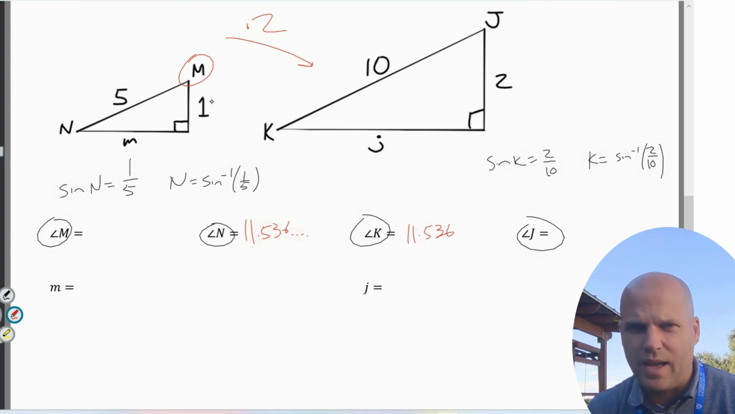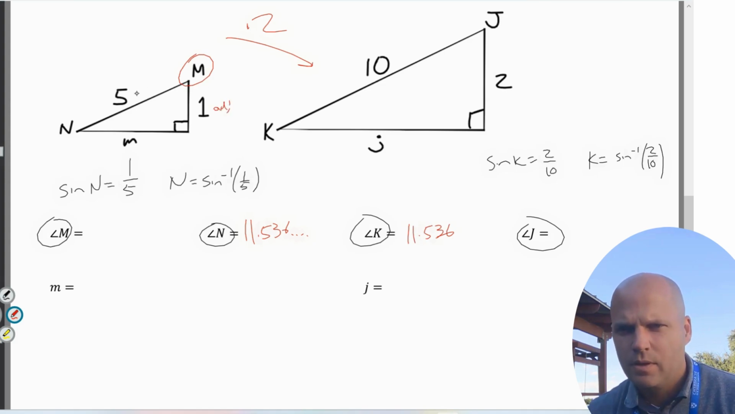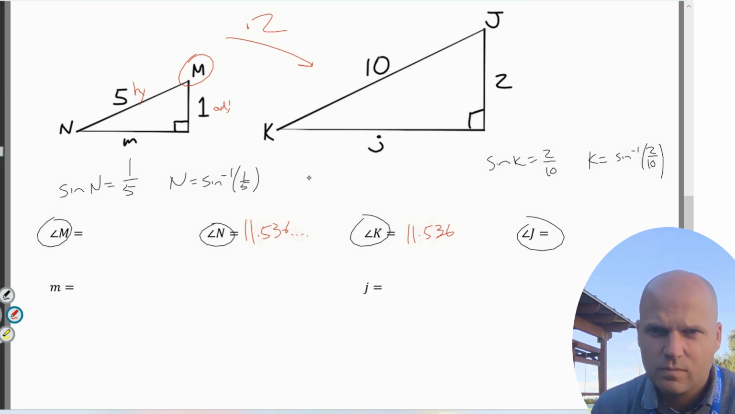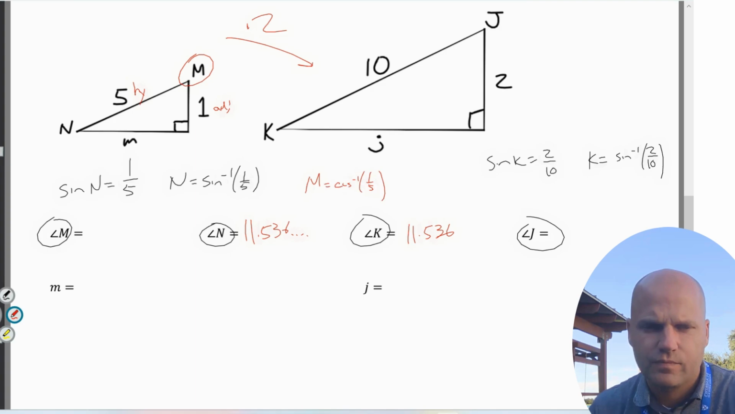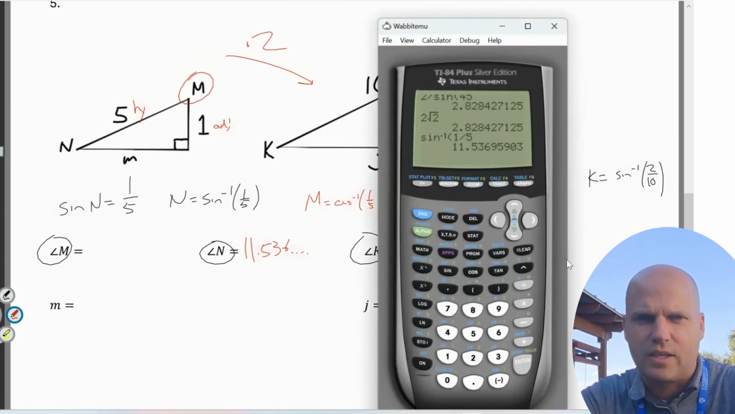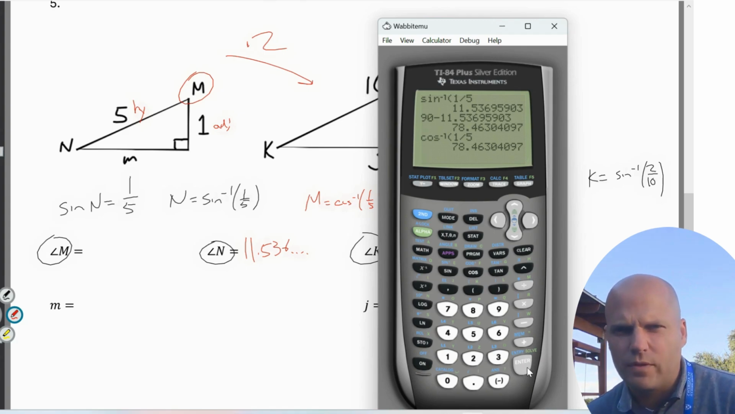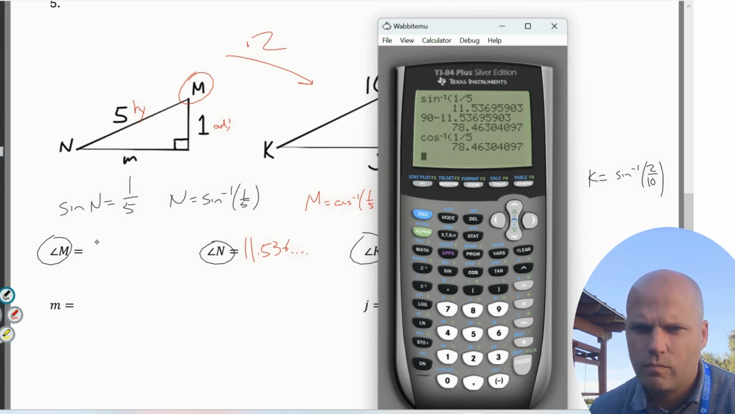If we talked about angle M, 1 is adjacent to M, 5 is the hypotenuse, we could say the cos inverse of 1/5. You could also just subtract from 90: 90 minus that, or the cos inverse of 1/5, and get that same angle, 78.643.